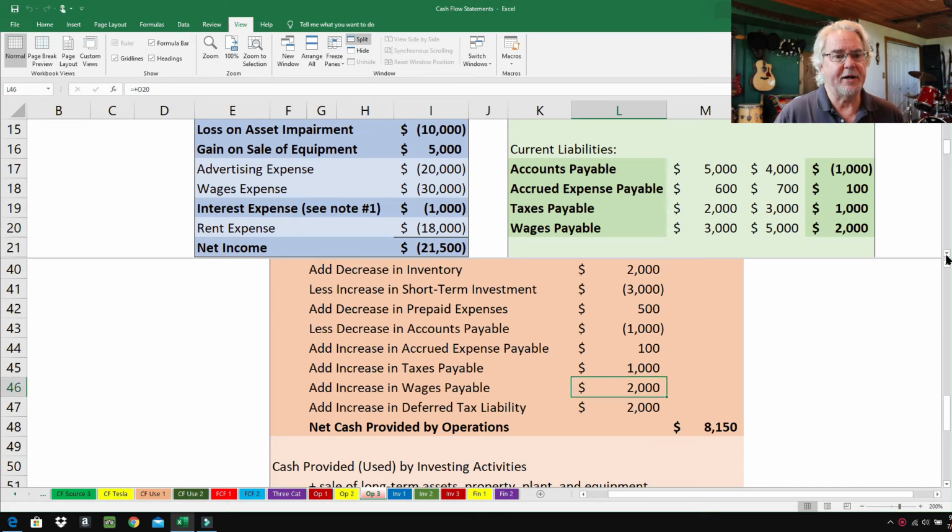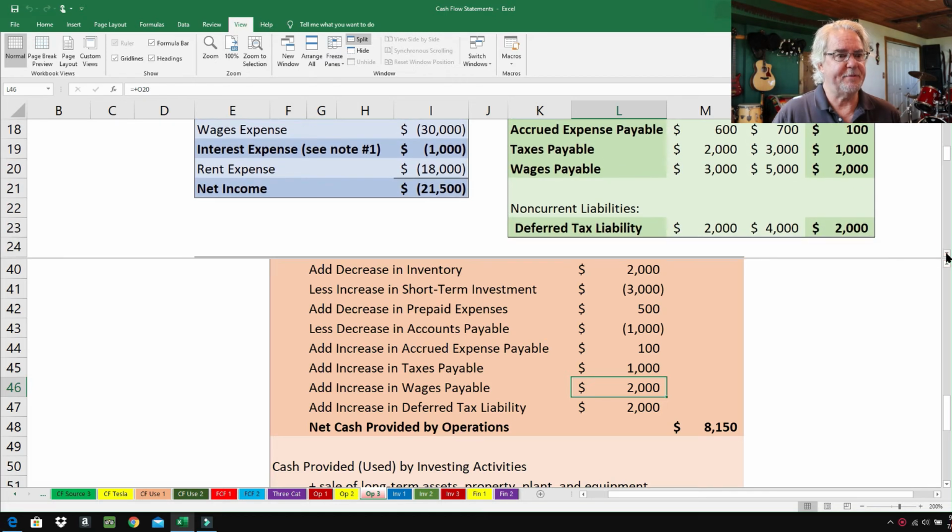And then here's an odd one. This is about the only example that I know of where it goes in the operating section, and it comes from the non-current liabilities. So this is kind of an oddball. Deferred tax liability was $2,000, now it's $4,000. It grew by $2,000. And how do liabilities work? When liabilities go up, you're borrowing money. So add increase in deferred tax liability, $2,000.